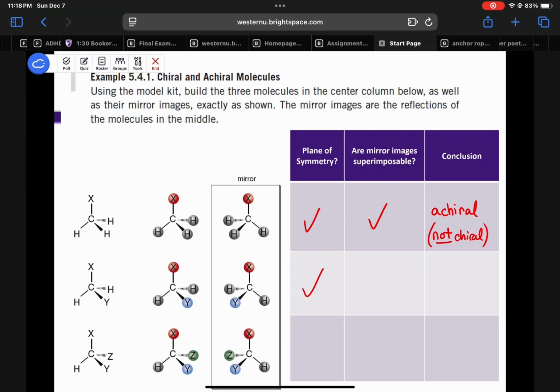And now we have to see if the mirror images, so we'll hold them, match them up like they're mirror images, are they superimposable? Well, if I overlay it this way, does that match? No, but if I rotate it, now we can see the red overlaps with red, the blue overlaps with blue when I overlay the central atoms, and both hydrogens overlap as well. So these mirror images are superimposable. So this gets a check mark as well and tells us that this is also not chiral.